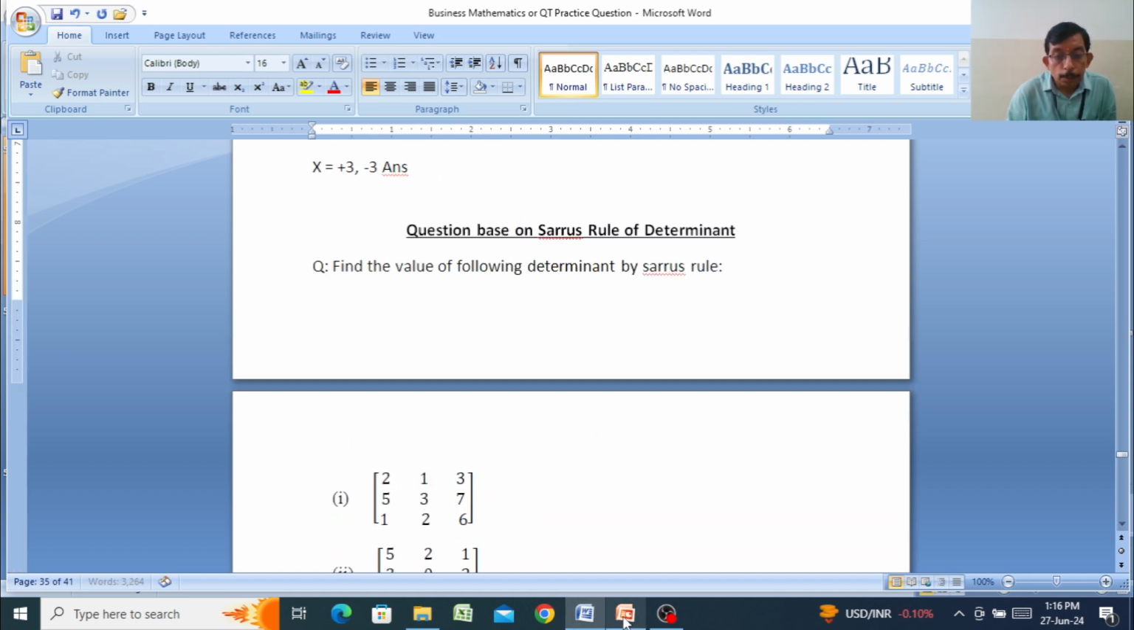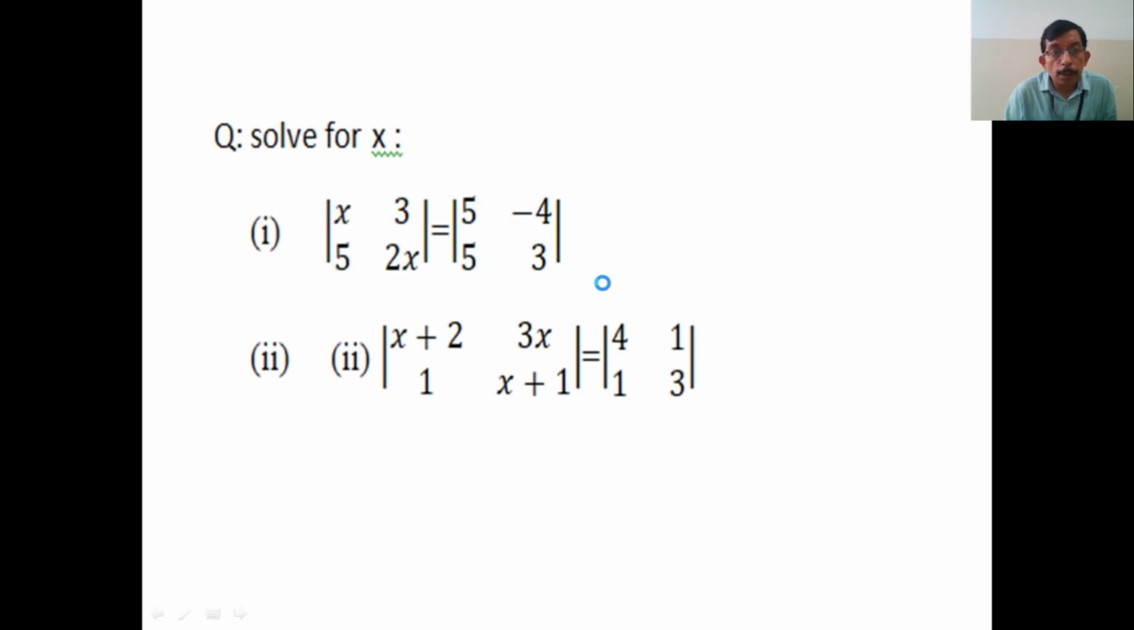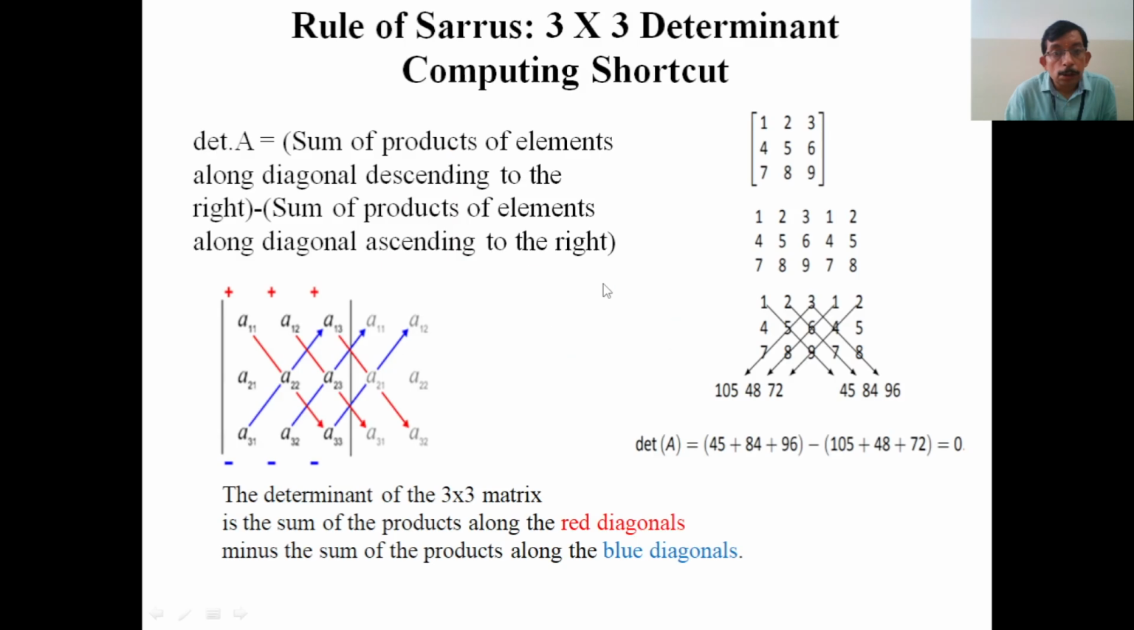Now the practice questions based on the determinant are solved. Now we come to Sarrus' rule. This is the shortcut method to find the value of a determinant of 3 by 3 order. This is Sarrus' rule and it is an important method. Ask the question directly: solve the given determinant by Sarrus' rule.